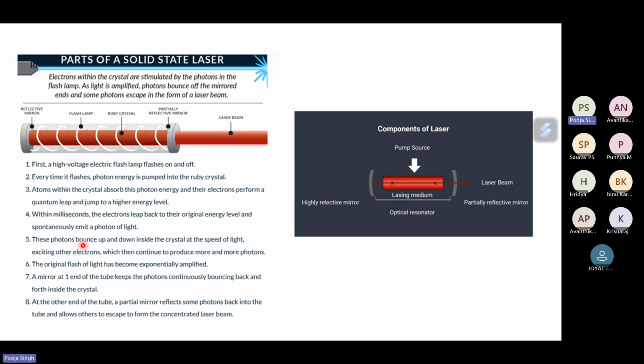Now these photons bounce up and down inside the crystal at the speed of light, exciting other electrons also, because, as I told you, it's a crystal. This excitation is not occurring in just one atom, it is occurring in all the atoms present in this area of the solid material, and they continue to produce more and more photons. The original flash of light has become exponentially amplified.